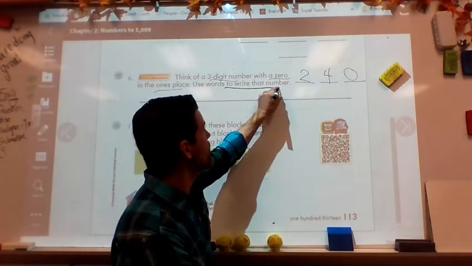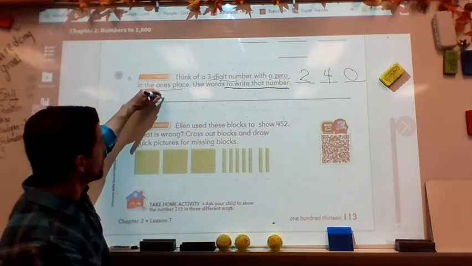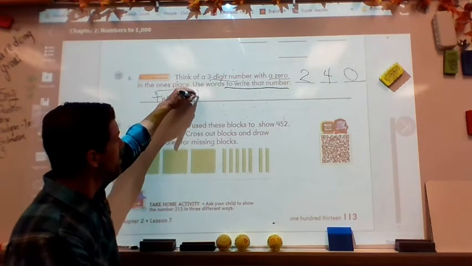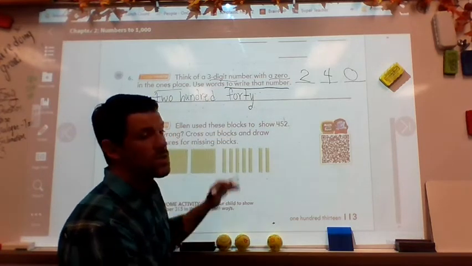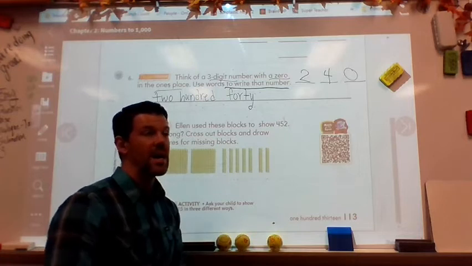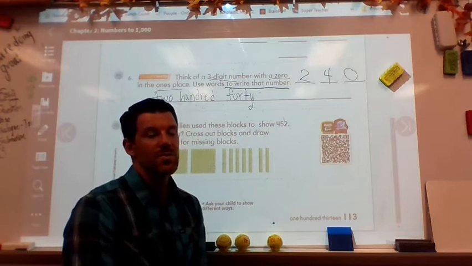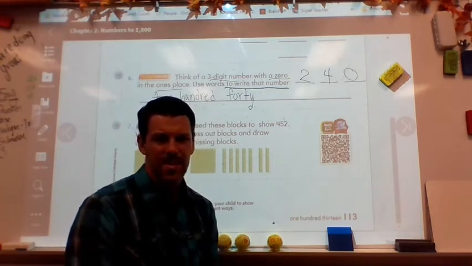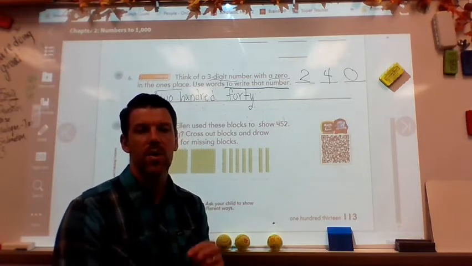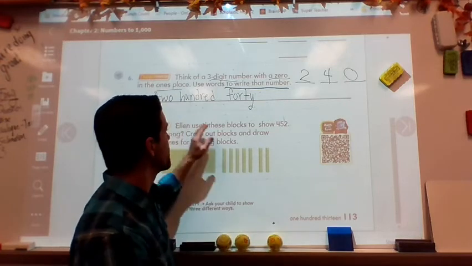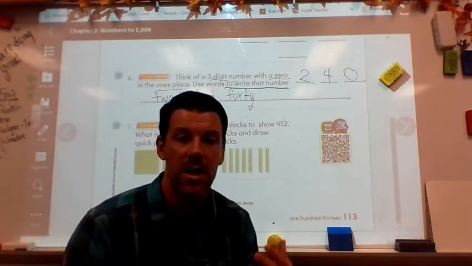It says write that number in words. So I need to write 240. Now you might have 350. You might have 990. Make sure your spelling is as best as you can. If it's not spelled correctly, that's okay, as long as you're working your hardest. Remember, earlier in this chapter, we learned how to spell hundred. I broke it up into 2 words, hundred.